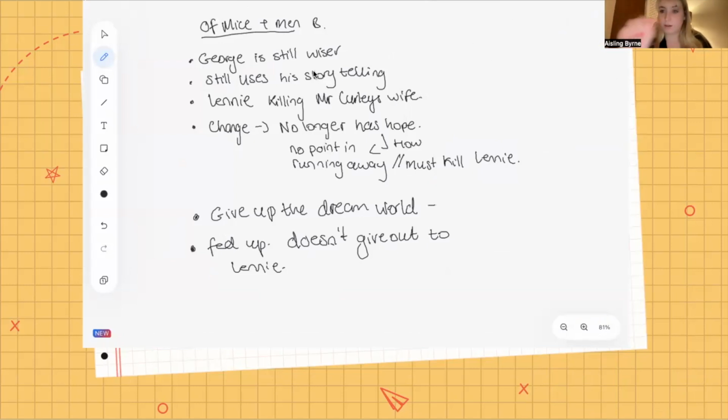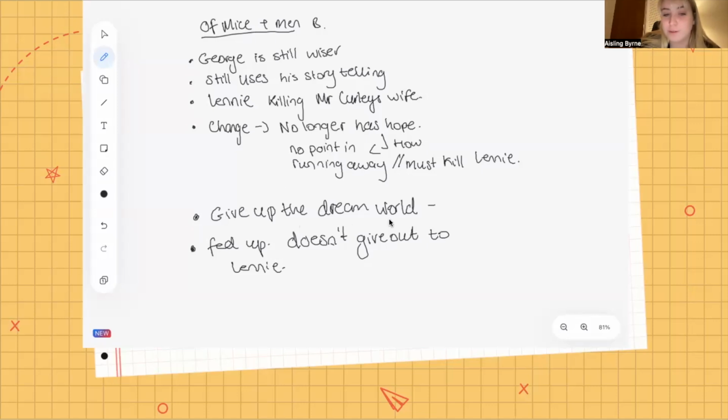Sometimes I just scribble down a list, or I scribble all over the place. So this is for question B, which is how has he changed? So George is still wiser, so no change there. Still uses storytelling, no change there. This is the change that happened in the plot: Lenny killing Curley's wife. Change: George no longer has hope. No point in running away. Must kill Lenny. I was very direct with that plan there.